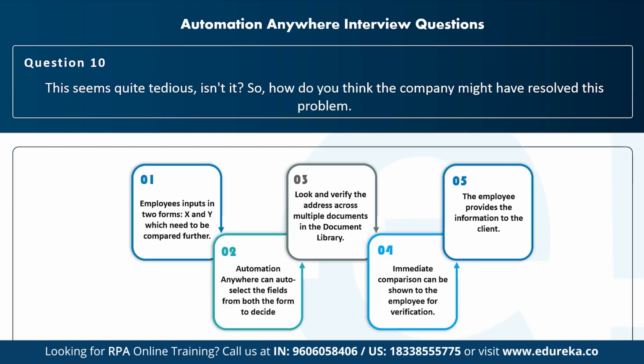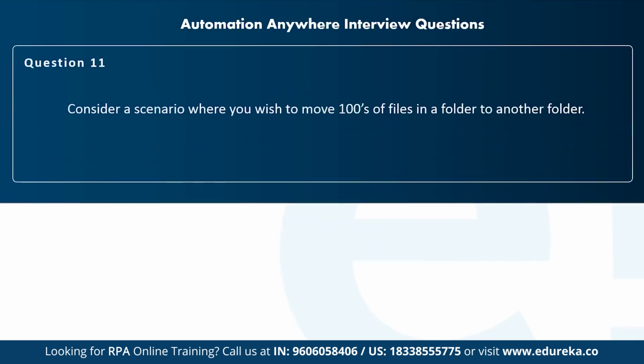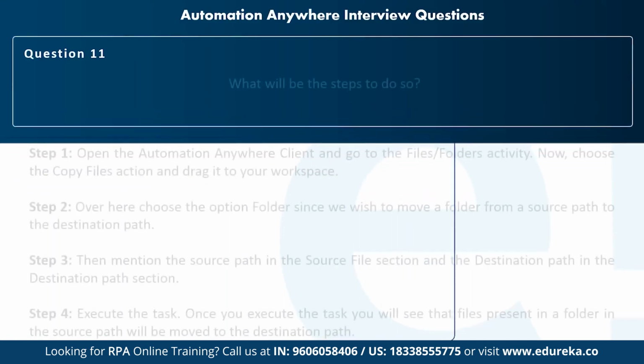So guys, these were a few questions that were completely scenario based. Now the next 5 questions in this section will basically consist of scenarios where you can actually automate the task on the tool and show it to the interviewer. So let's start with the first question: consider a scenario in which you want to move 100 files in a folder to another folder. Now what do you think the steps will be?